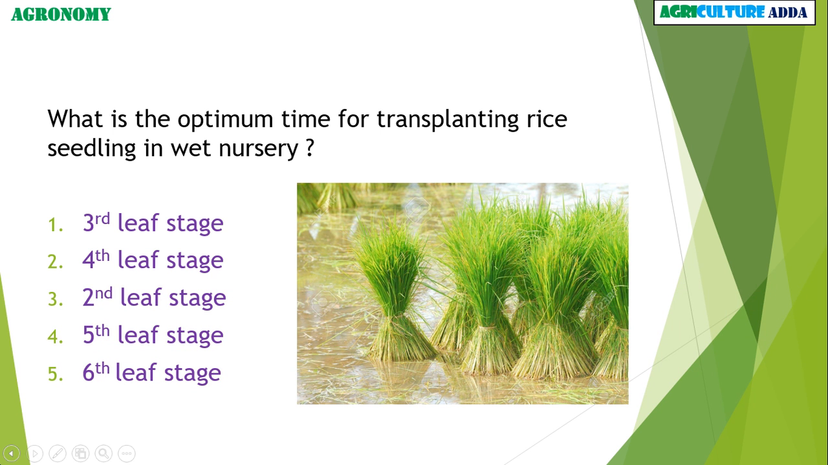Next, what is the optimum time for transplanting rice seedlings in a wet nursery? Third leaf stage, fourth leaf stage, second leaf stage, fifth leaf stage, sixth leaf stage. Answer is fourth leaf stage.